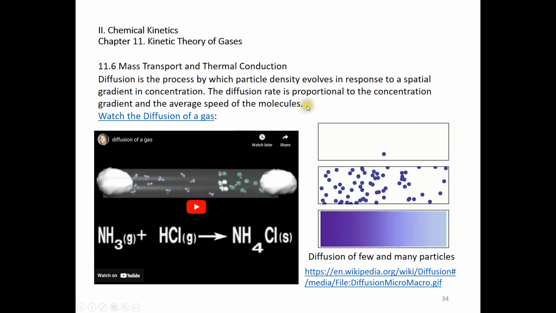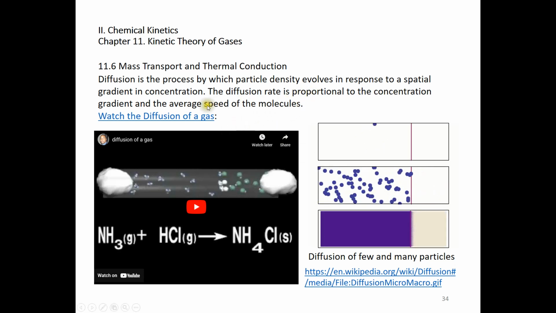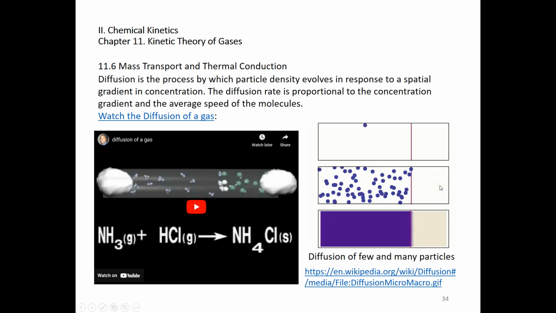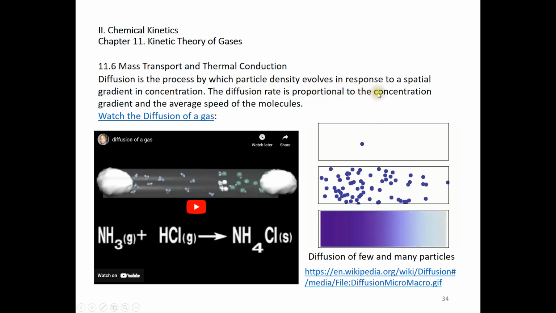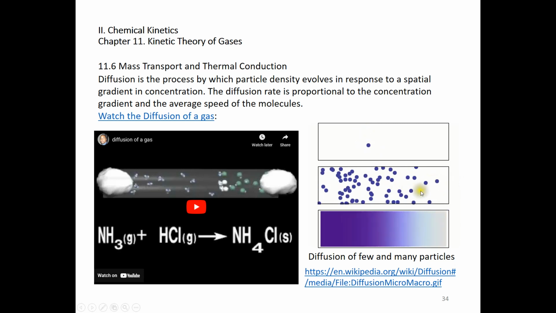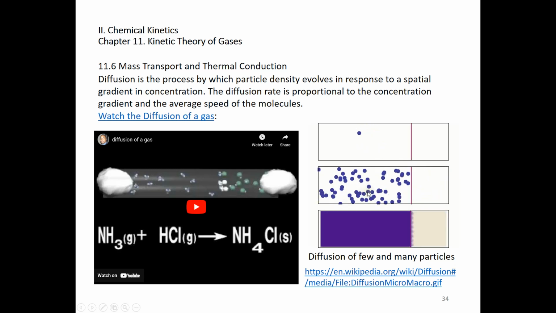The diffusion rate is also proportional to the average speed of the molecules, so if they move faster, they can occupy the entire container first. And also it's proportional to the concentration gradient. So what does that mean? If there's a zero concentration gradient, like right now, there's no more diffusion. The net diffusion rate is going to be zero if you have a container with a homogeneous concentration inside.